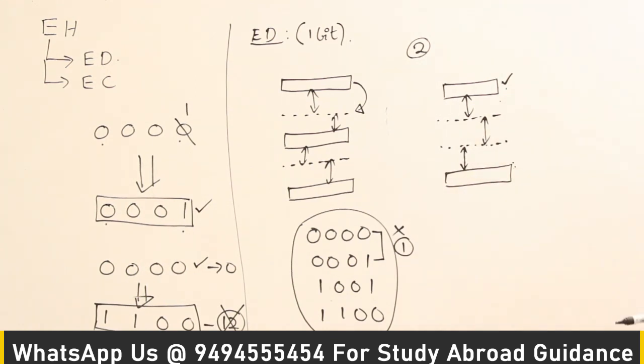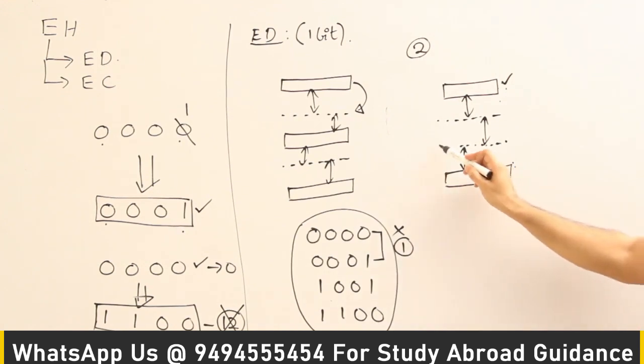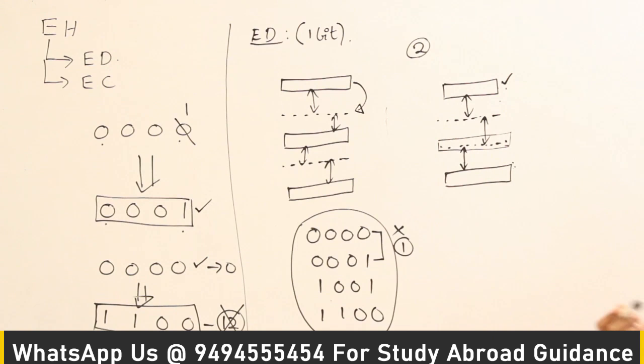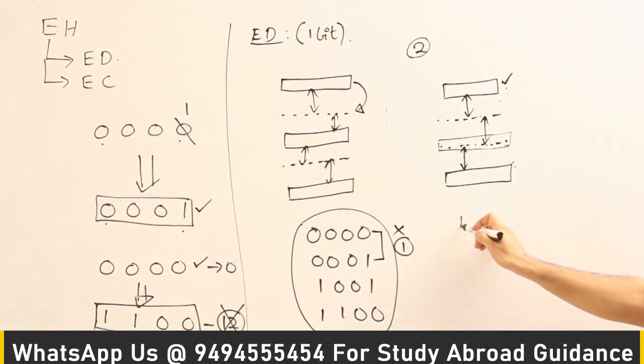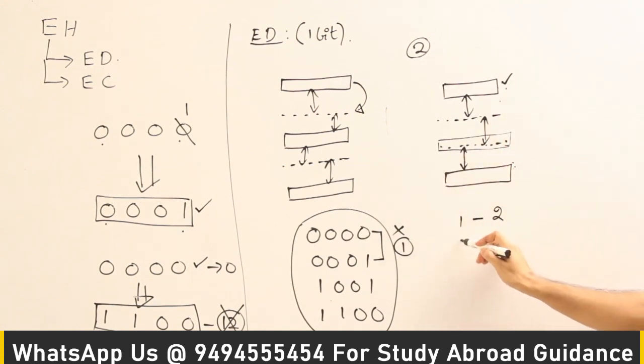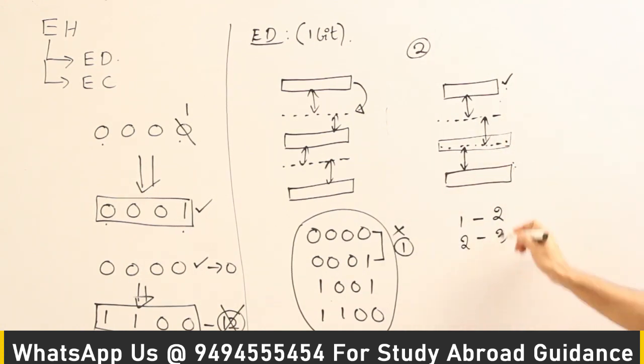Are you getting this? What happens if the minimum distance between two valid codes is 2? Then you might end up here, right? So this happens to be a valid code, then 2-bit error is going to become a valid combination. It cannot be detected. Got it? Therefore in order to detect 1-bit error, the minimum distance should be 2, and in order to detect 2-bit errors, the minimum distance should be 3, isn't it?